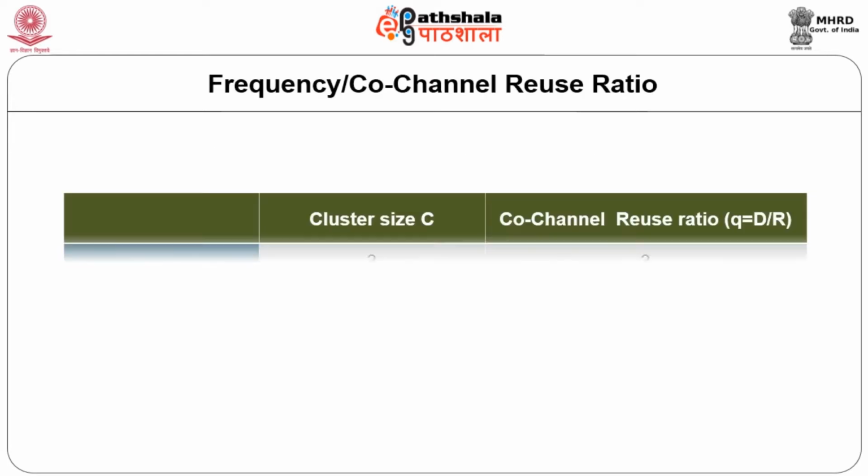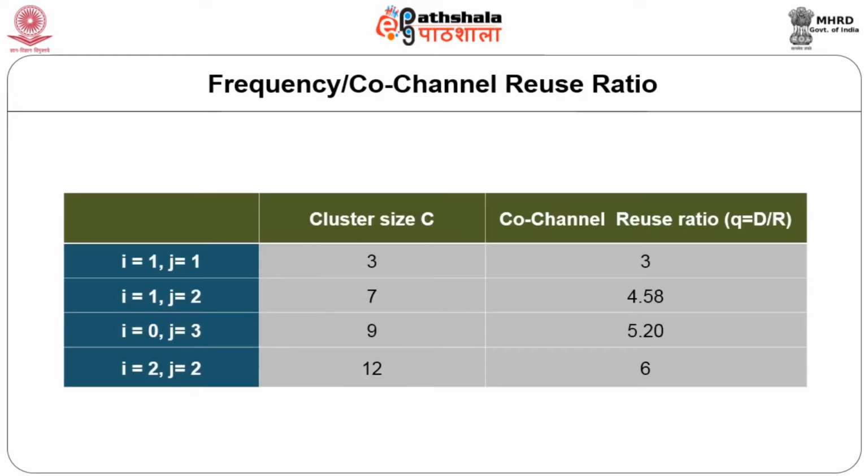Now, obviously, a smaller value of q provides larger capacity, when the cluster size is small, whereas large values of q increase transmission quality due to smaller levels of co-channel interference. Let us look at the values of q for different cluster sizes. For cluster size 3, q is given by 3, that is root 3 multiplied by 3. Then for a cluster size of 4, it is given as 3.46. For cluster size 7, it is given by 4.58.